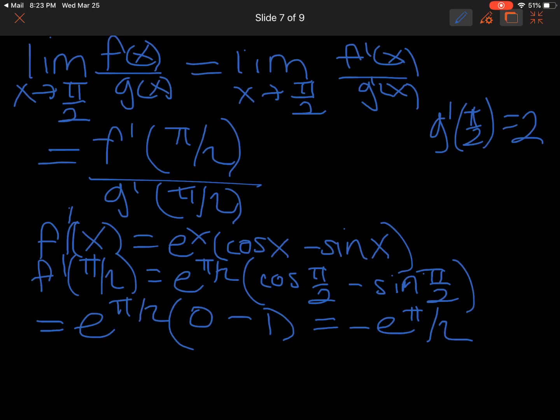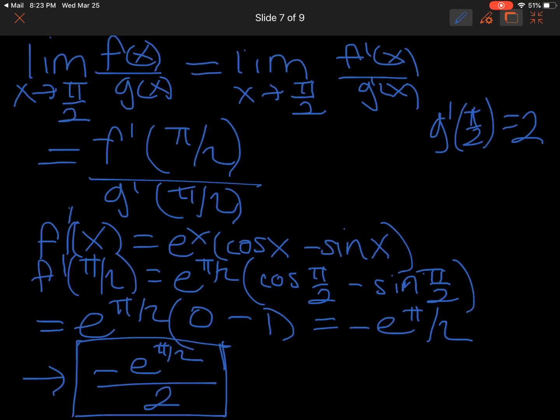So our limit is equal to f prime of pi over 2, which is negative e to the pi over 2 power, divided by g prime of pi over 2, which is 2. So that is your answer right there. And we are done with this FRQ.